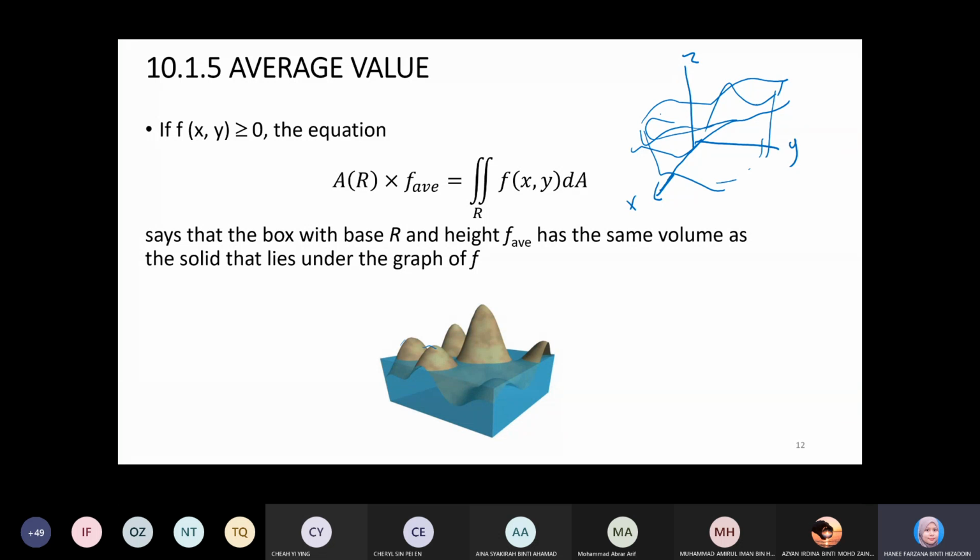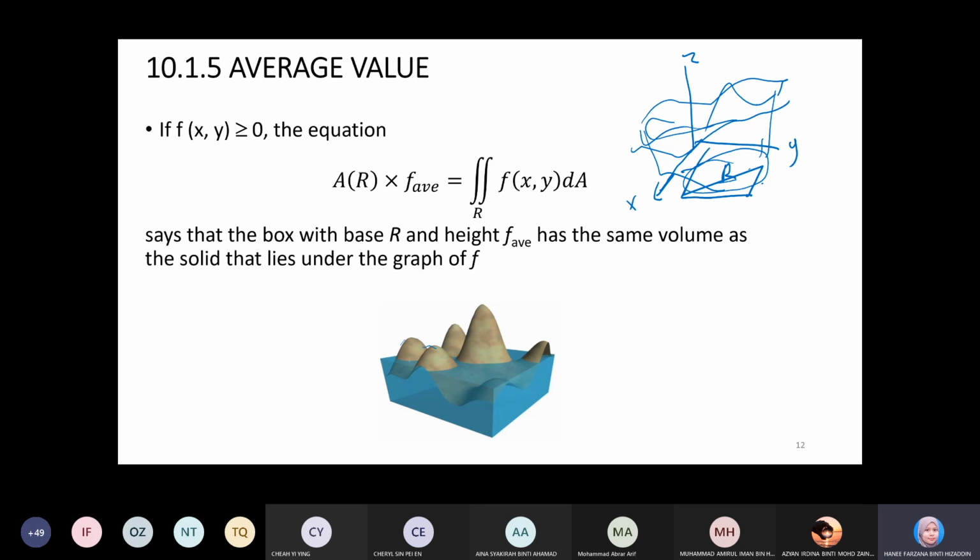So if you have this function z in the plane of xy and this is your region R here, basically the average value will give you the height, which gives the same volume as the solid that lies under the graph of f.